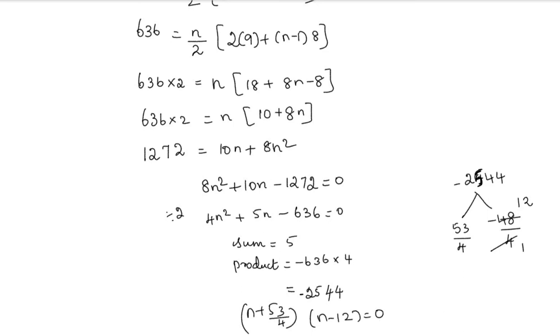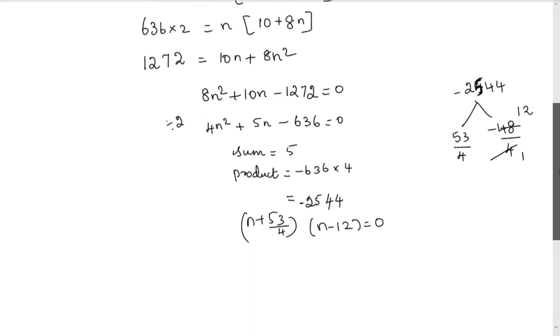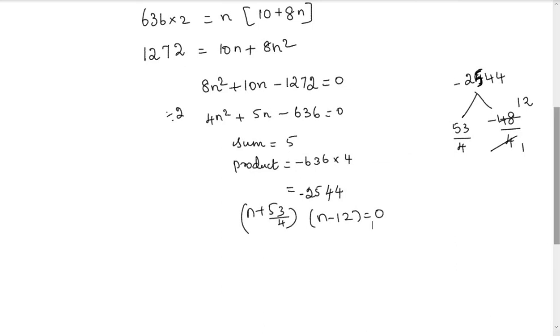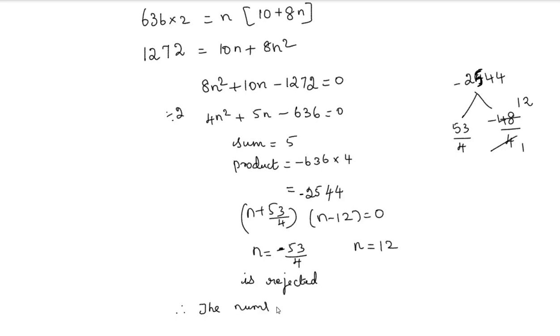Here we will not say the number of terms in negative as well as in fraction. So here we have n is equal to minus 53 by 4. That is rejected because we will not say the number of terms in a fraction or in negative. So I am rejecting this. We will get n is equal to 12. Therefore the number of terms is equal to 12.